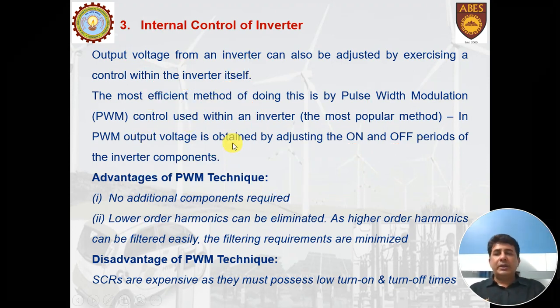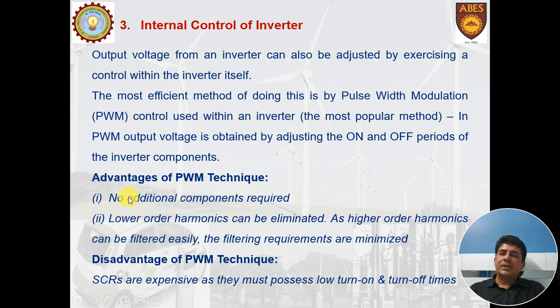Now in this method there are merits. What are those merits? First, you are not requiring any additional component, so the disadvantages connected with the external components are all gone. You don't require any additional component, so the efficiency will not be affected. The system will not be bulky, the system will be as it is. Cost will not be increased. The second advantage of this is that lower order harmonics can be eliminated.